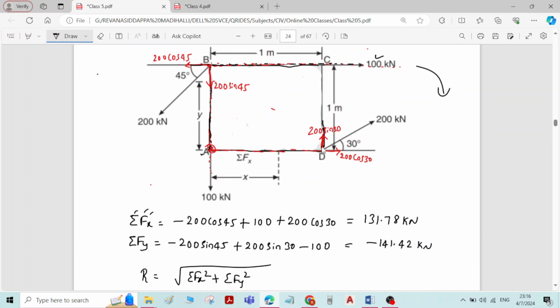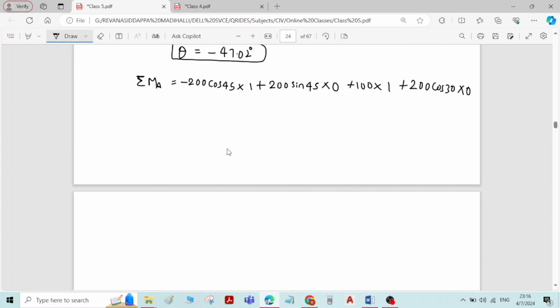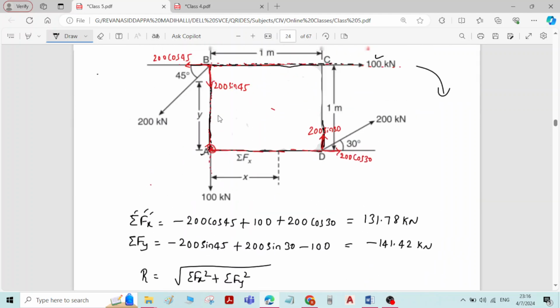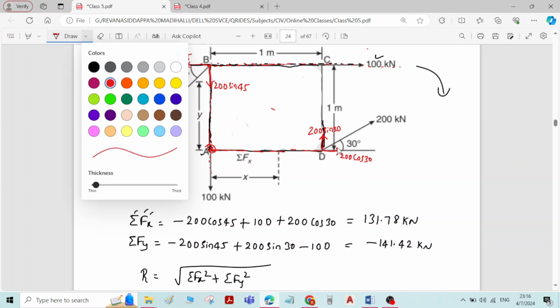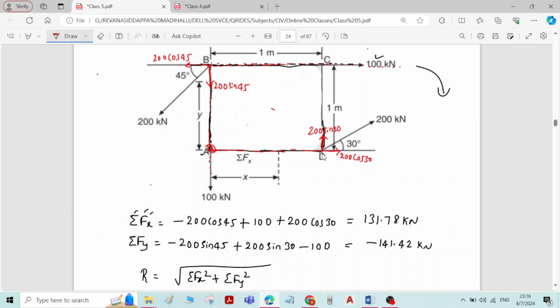Okay. Now I will take the 200 sin 30 force. 200 sin 30 force into, see, the force is vertical, so the distance should be horizontal. So this is the line of action of the 200 sin 30 force. Okay, this is the line of action.